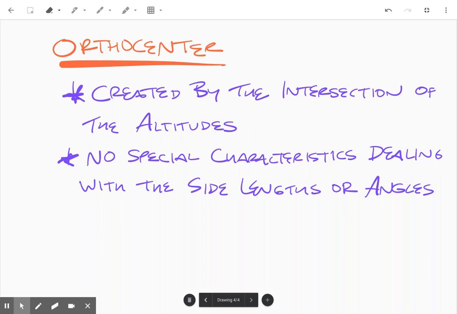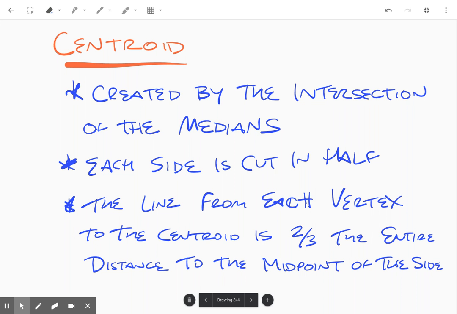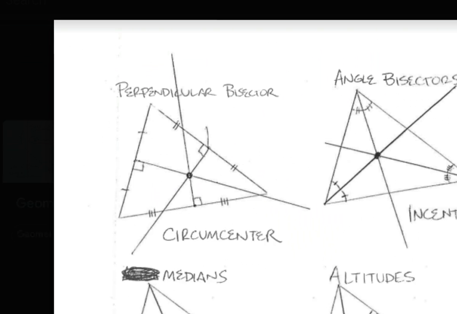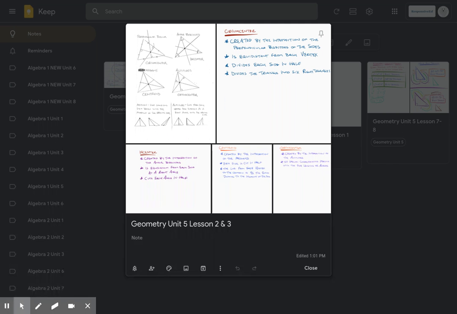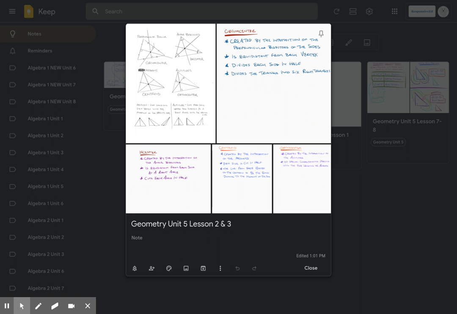So let's jump back over to our diagram here where we have the image. And you can see the perpendicular bisector, all of those things are true. It divides each side into 2 equal parts. It is equidistant from each corner of the triangle. So this point here in the center is equidistant from the corners. If I were to draw a line from each corner to that point, those would all be the same distance. That's kind of a key feature. All right, so it divides each side in half, and it divides the triangle into 6 right triangles.